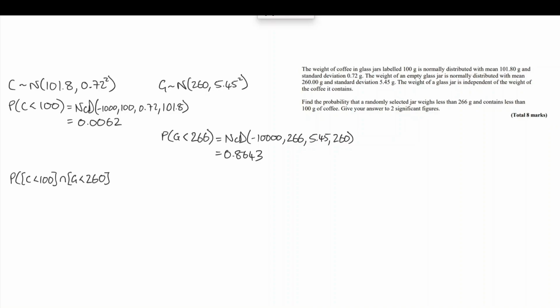Okay, so here's how I'd write out that statement. The probability of both of these events happening is going to equal 0.0062 times 0.8643, and we get an answer of 0.0054. And that's our answer to two significant figures. So just being really careful here that you were able to use the fact that they were independent events, and that means we can multiply to find the intersection.